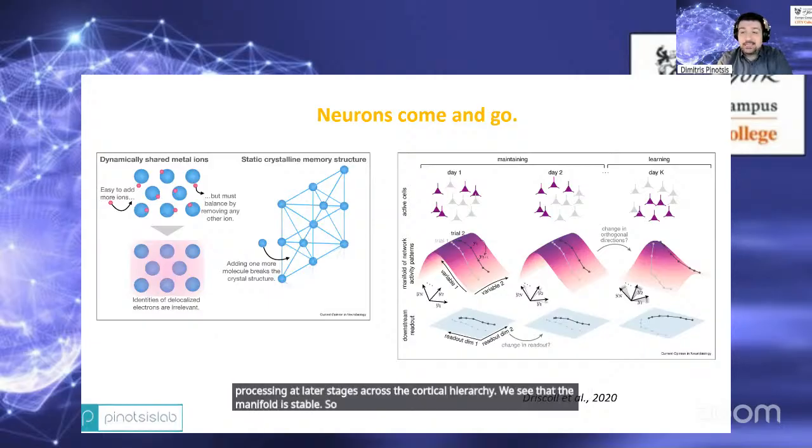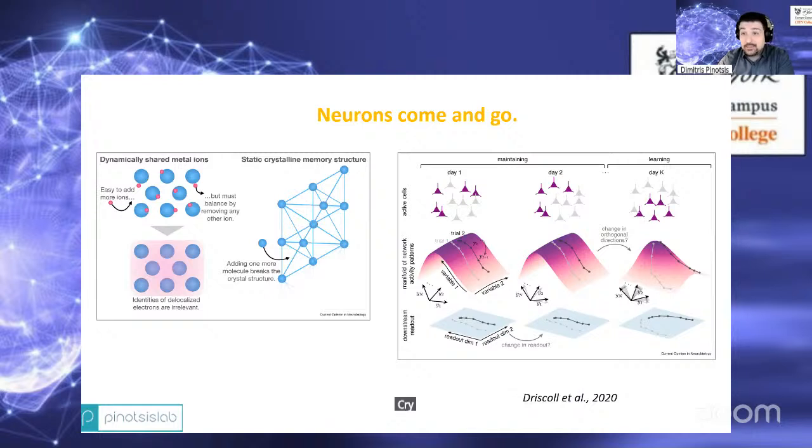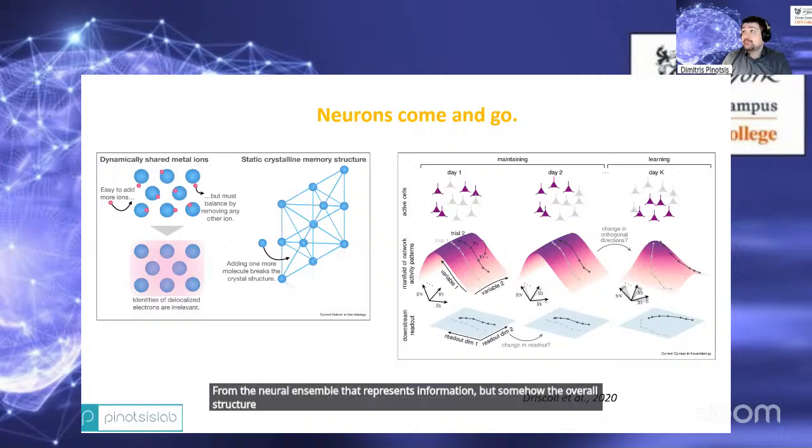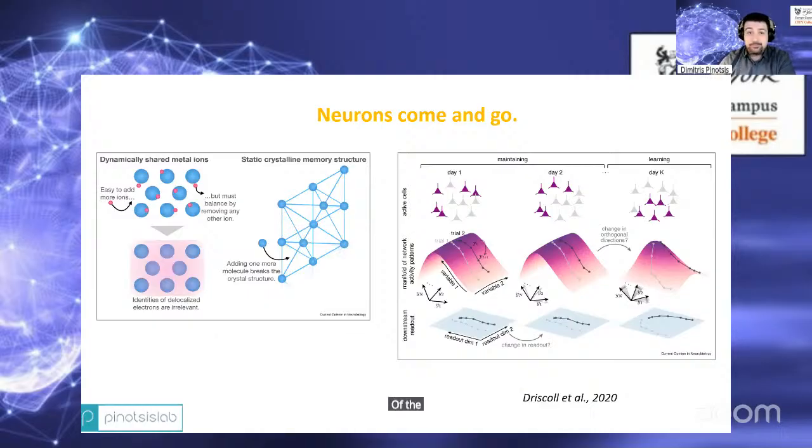So neurons are thought to be similar to ions in a crystalline structure in a metal. In different trials, they are different. They come and go from the neural ensemble that represents information, but somehow the overall structure is maintained. The suggestion here is that the electric field, or the energy state, is stable, but neurons can move freely in and out of the neural ensemble of the memory pattern, as we'll see in a minute, similarly to ions in a conductor or a metal.